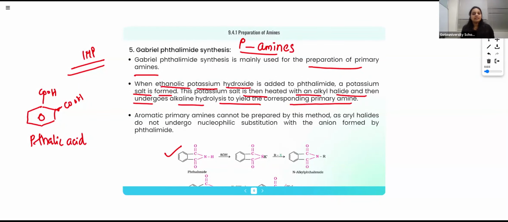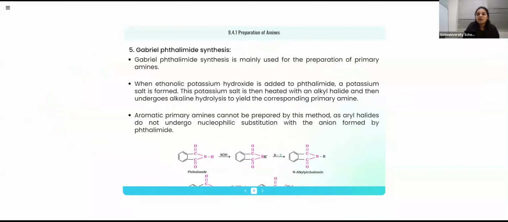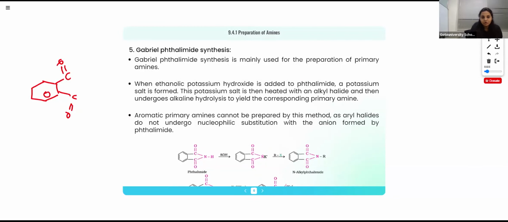Then this phthalic acid, as I told you, is a dicarboxylic acid. So using phthalic acid we can produce phthalimide. What is phthalimide? I told you amide means the CONH2 group, right? So phthalimide is derived from phthalic acid, which has two COOH groups. This is phthalimide. This is the first time you are hearing about phthalimide, right? Yes. This is phthalimide.